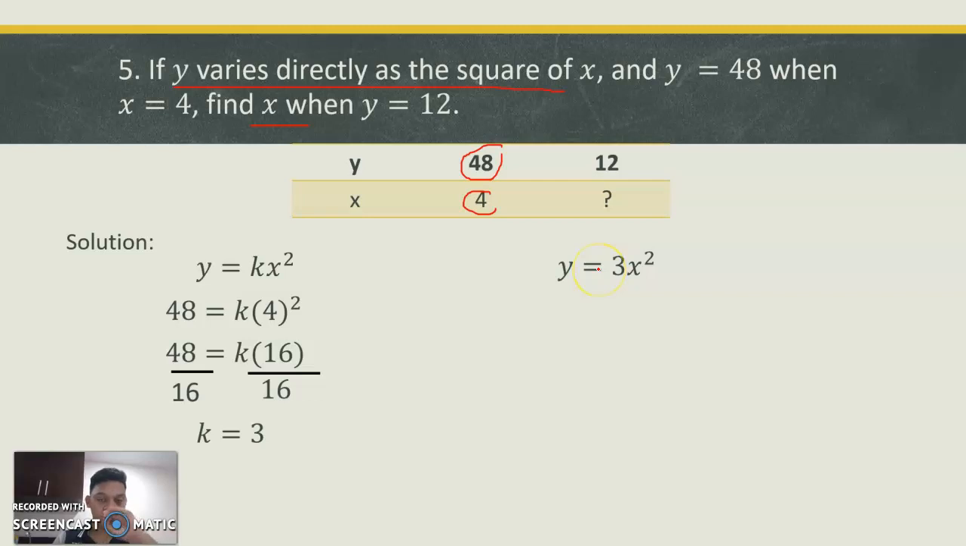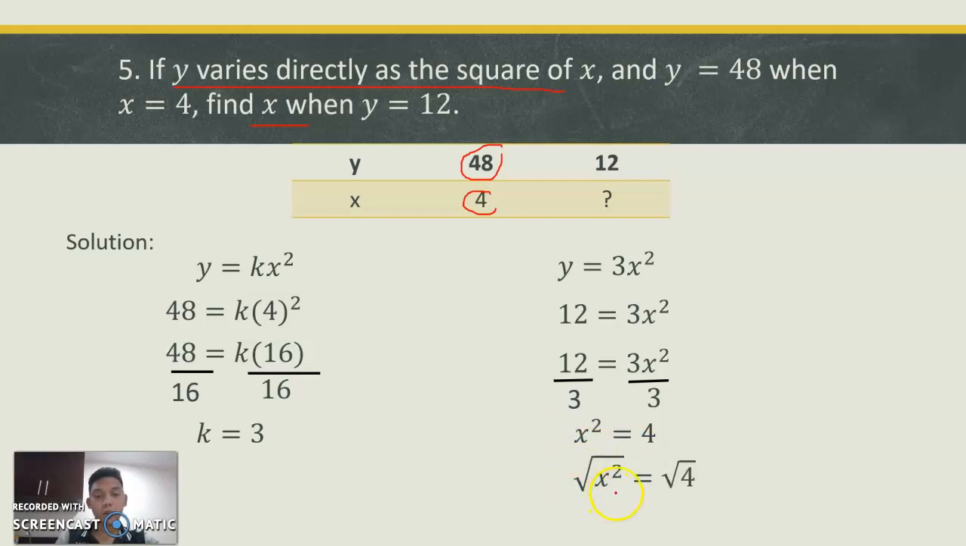12 is y, x is missing. So here, commonly, they only divide 12 by 3. They only divide 12 by 3. But we are not looking for x squared. We are looking for x. So, meaning, we need to divide it first. I mean, not divide, sorry. It's square root.